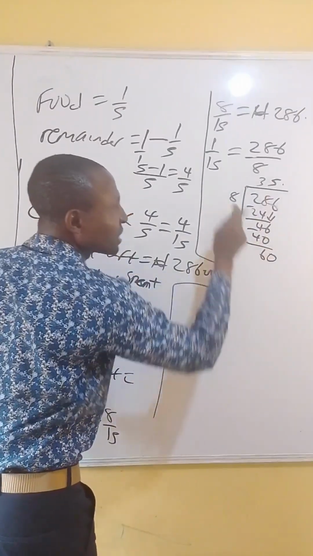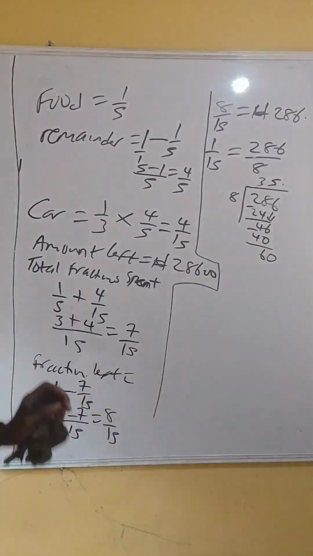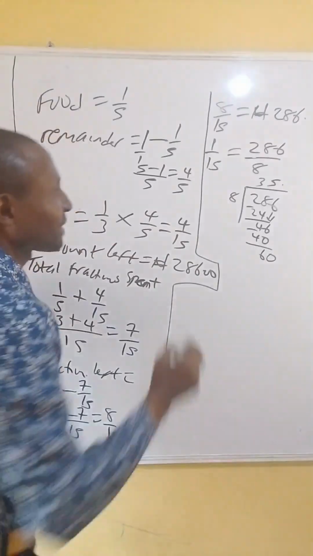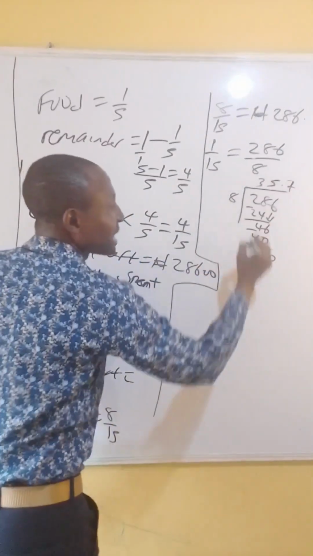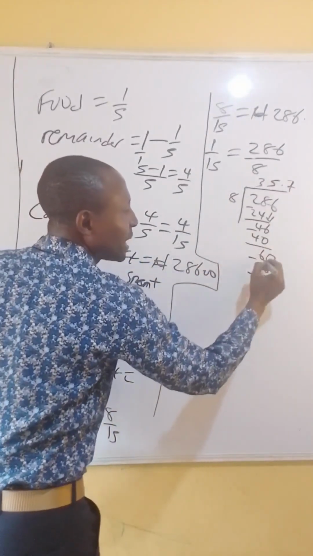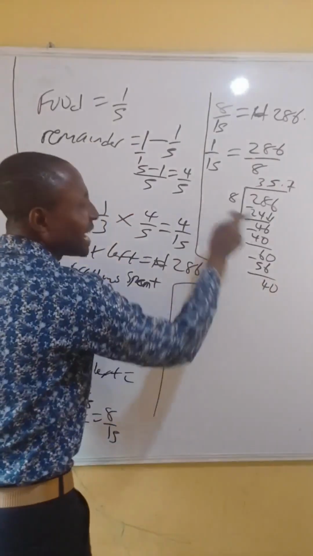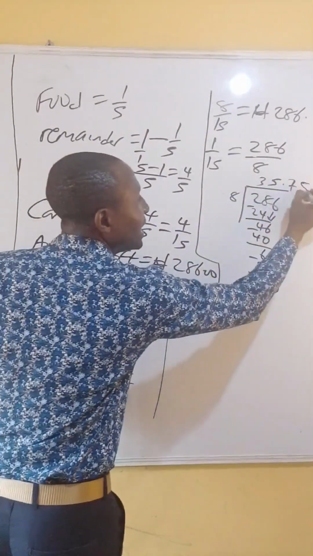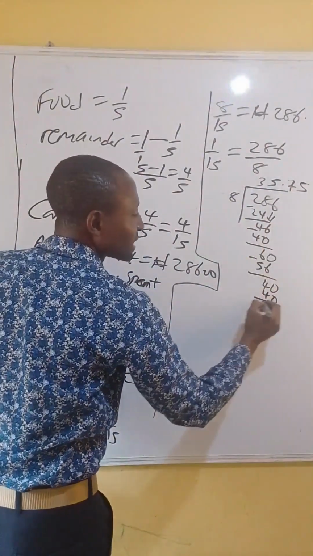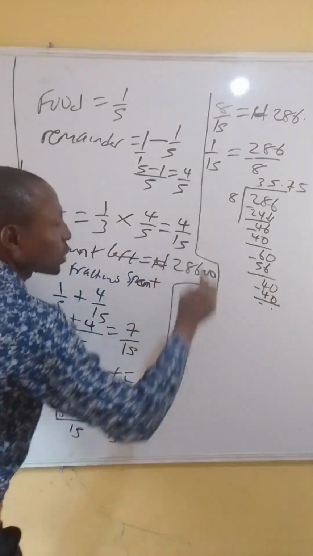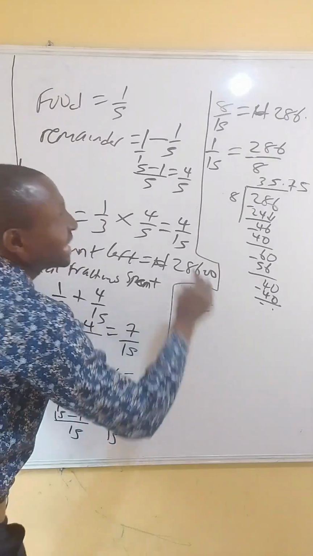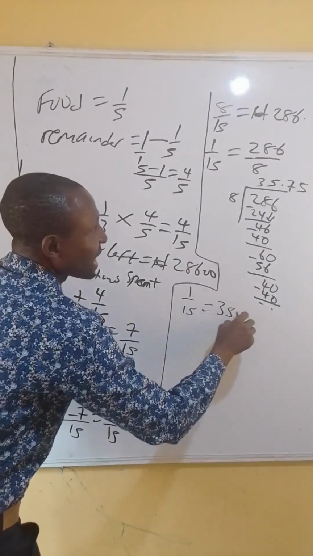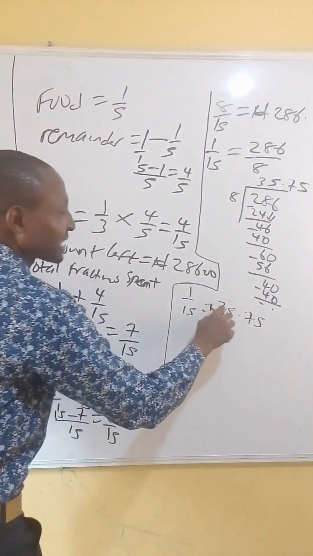Put your dot, add your 0. 8 in 60 is 7. 8 times 7 is 56. Take away, you have 4. Add another 0. 8 in 40 is 5. 8 times 5 is 40. Take away, you have 0. So that means 1 out of 15 is 35 naira 75 kobo.